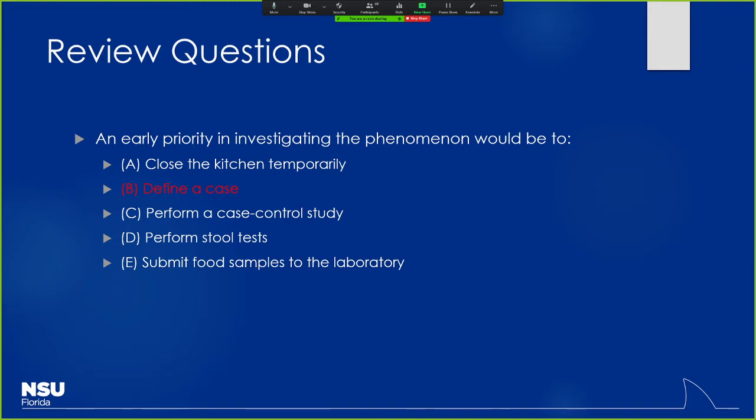Now, performing case control studies could be something you do down the road, especially because this is something where people have already been exposed to it. So you can look retrospectively. You can look at the people who became symptomatic versus those that didn't, and then look to see what kind of risk factors were there, right? And then as time goes on, you may consider doing things like stool samples or sending food samples to a laboratory, etc. Maybe the kitchen will get closed temporarily, but defining a case, I think, is probably the first thing you want to do there.